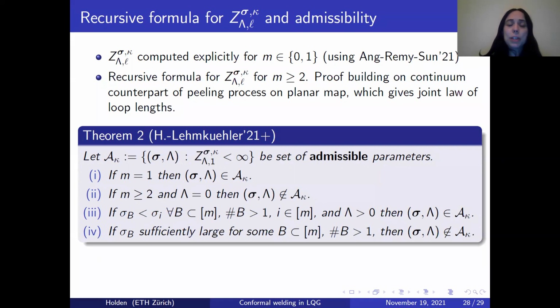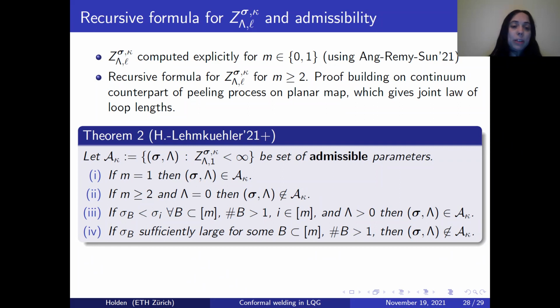In our work, we're not attempting to simplify this recursive formula, but we do use it to study the admissibility question. We say that some parameters are admissible if the partition function is finite. We don't fully characterize the set of admissible parameters, but we prove several of its properties. We show that when m is equal to 1, so the number of marked points is equal to 1, then we always have admissibility.